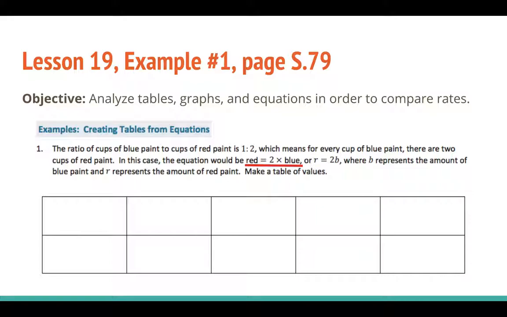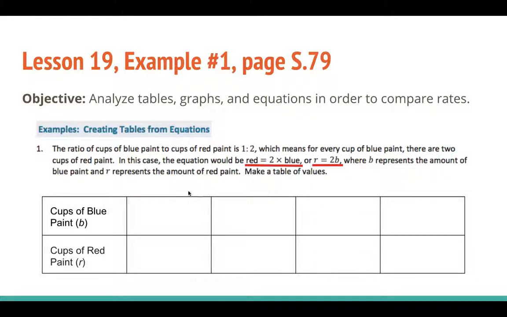I highly suggest that you pay close attention to this because as we go on through the year, you will go into doing algebra work, and you'll be seeing this more often, where we have R equals 2 times B, where B represents the amount of blue paint and R represents the amount of red paint. So basically you are replacing words with letters now, and later on you will be plugging in numbers for those letters. So make a table of values.